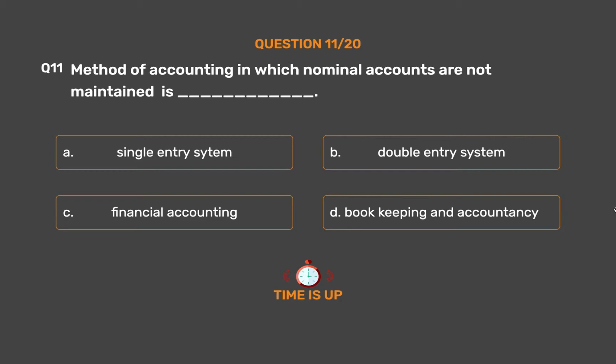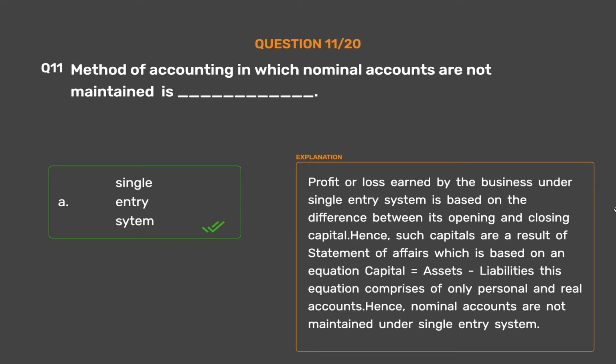The correct answer is Option A. Single entry system. Profit or loss earned by the business under single entry system is based on the difference between its opening and closing capital. Hence, such capitals are a result of statement of affairs which is based on an equation. Capital equals assets minus liabilities. This equation comprises of only personal and real accounts. Hence, nominal accounts are not maintained under single entry system.